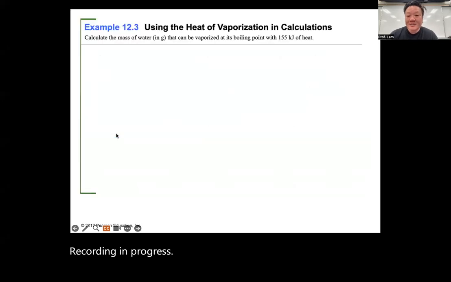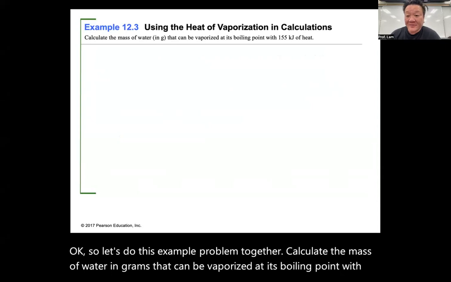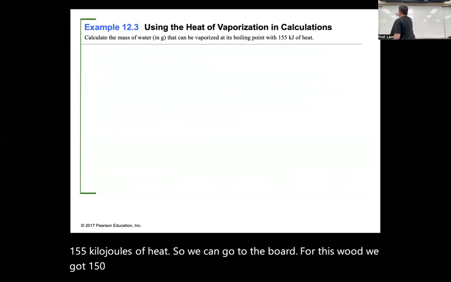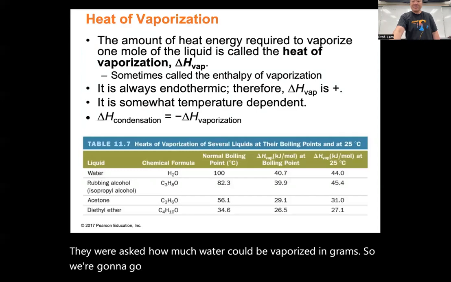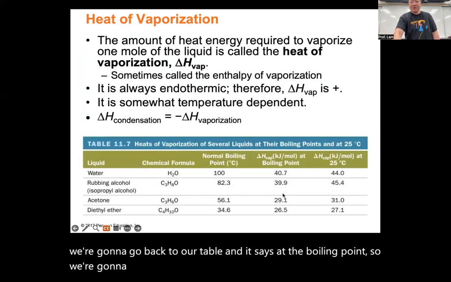Okay, so let's do this example problem together. Calculate the mass of water in grams that can be vaporized at its boiling point with 155 kilojoules of heat. Okay, so we can go to the board for this one. We've got 155 kilojoules of heat, and we're asked how much water can be vaporized in grams. So we're going to go back to our table, and it says at the boiling point, so we're going to use the third column here.